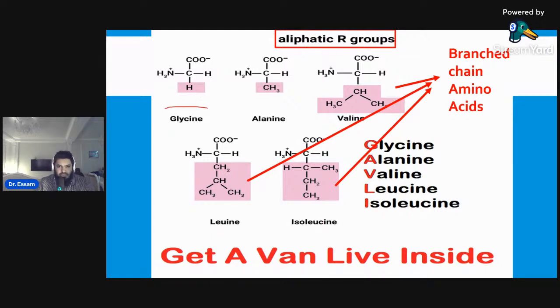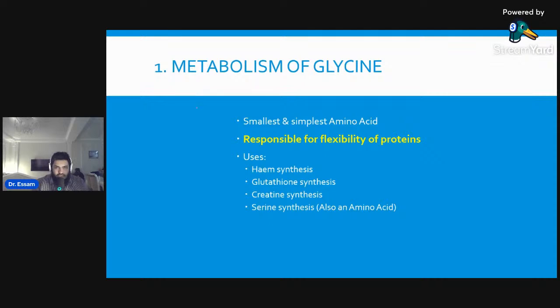First of all, let's start with glycine. As you can notice, in the side chain of glycine, there is only one single atom, which is hydrogen, right? There is only one atom. So, it is the smallest amino acid. Glycine is the smallest and simplest amino acid, and it is responsible for the flexibility of proteins. What does it mean, flexibility of proteins?